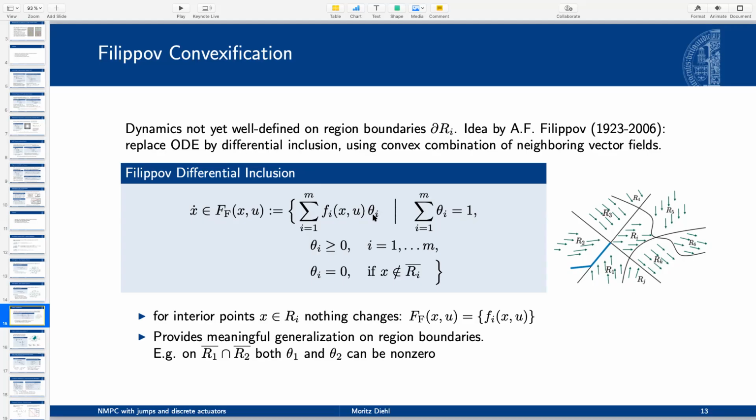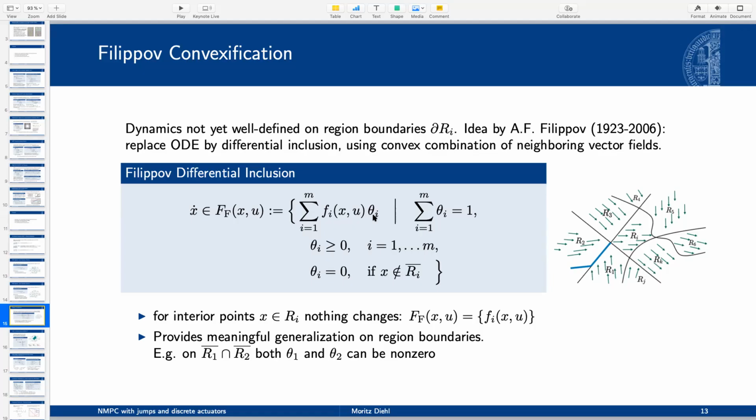And they are a convex combination of all possible systems. So in theory, in every state space region, I have all the f's available. I just add them up with the thetas. But the thetas must add to 1, and they should all be positive. That means basically it's a convex combination of all f's that I have here.